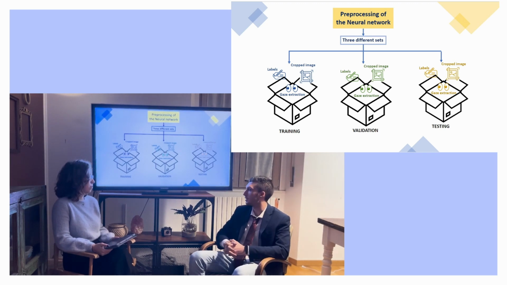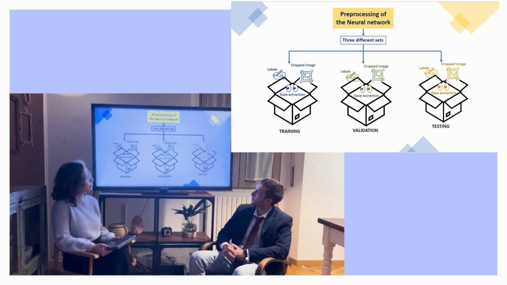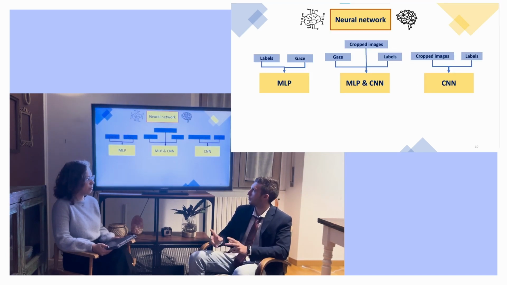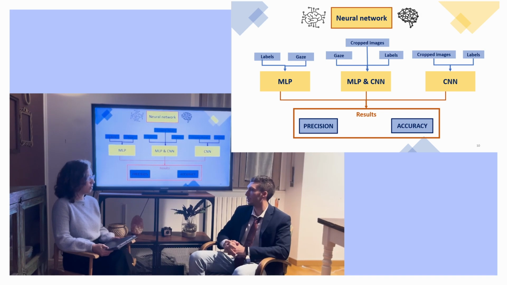Then we pre-train a multi-layer perceptron model, giving it in input the labels and the gaze, a convolutional neural network giving it in input the labels and the cropped images, and then the merged model. And we obtain two metrics, an accuracy and a precision matrix, both for validation and test sets.